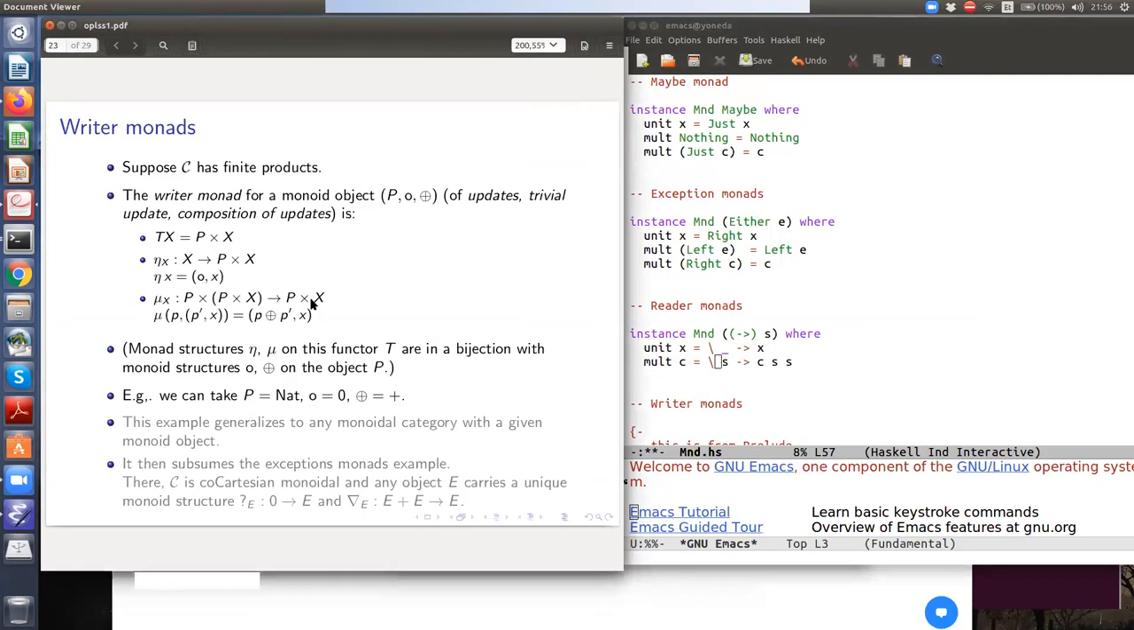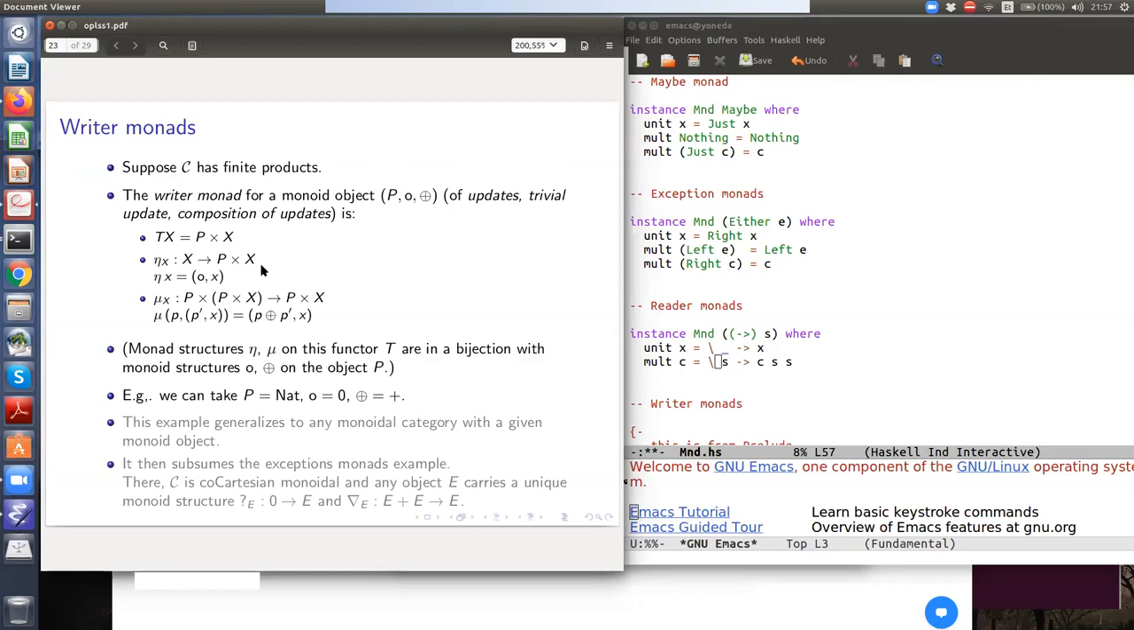Then there are writer monads. These are for output. You can morally think that you print something out and everything you print out is concatenated together. But more generally, a writer monad is given by any fixed monoid object. So there is an object, a set or type P, an element and a binary operation. You think of the elements here as updates. So maybe like strings you want to add to already existing output. Trivial update, which means you add nothing, and composition of updates, which is like concatenating two write actions.